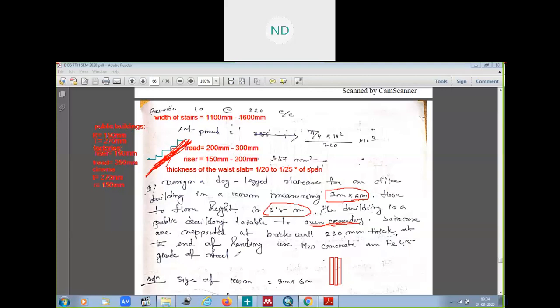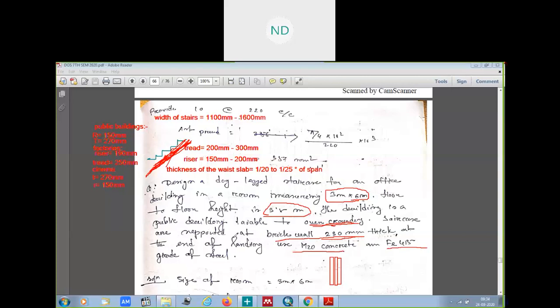Okay, the staircase is supported on brick walls 230 mm thick at the end of the landing. On the side of the landing over brick walls, our landings are provided. Use M20 concrete and Fe415 grade of steel.